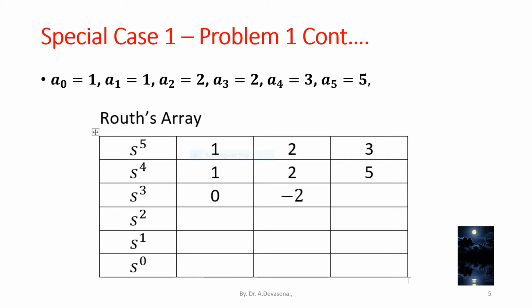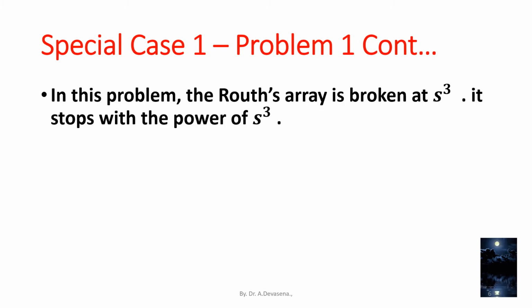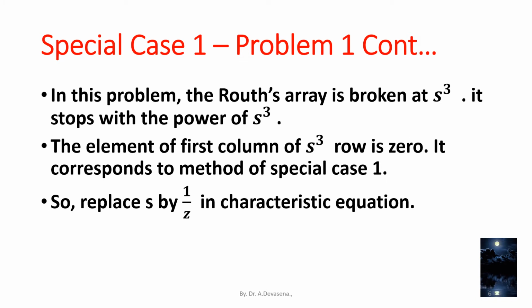Here in this s cube row, in the first column of the Routh's array, we have a 0 value, and that s cube row comprises at least one non-zero element. So this problem comes under special case 1. In this problem, the Routh's array is broken at the s cube row. It stops with the power of s cube. The element of the first column of the s cube row is 0. It corresponds to the method of special case 1.